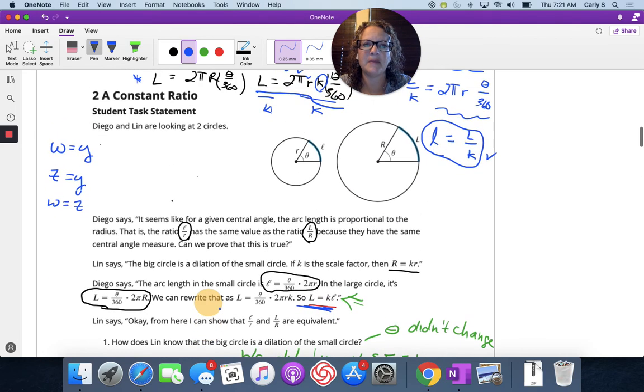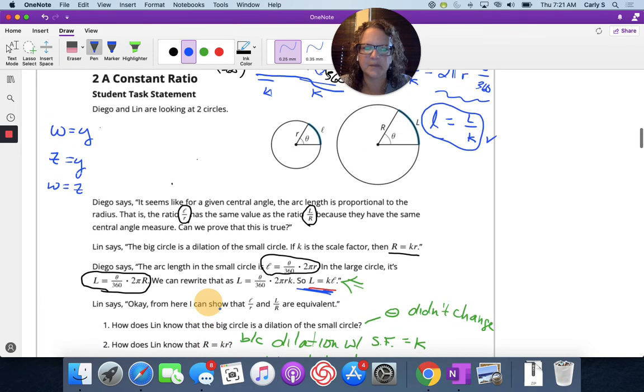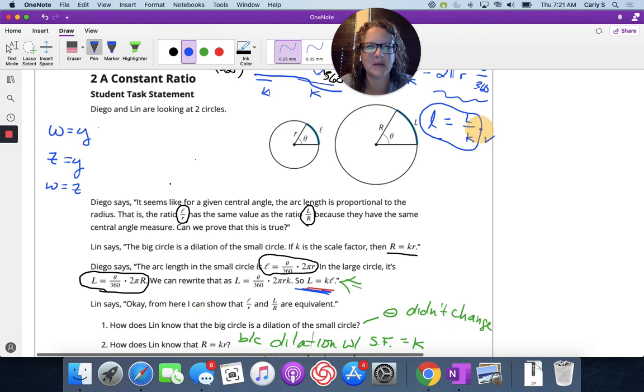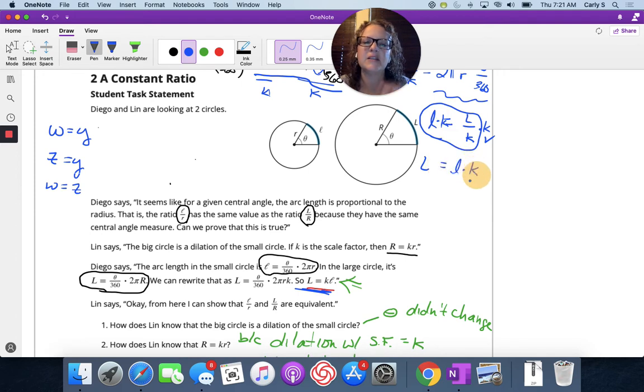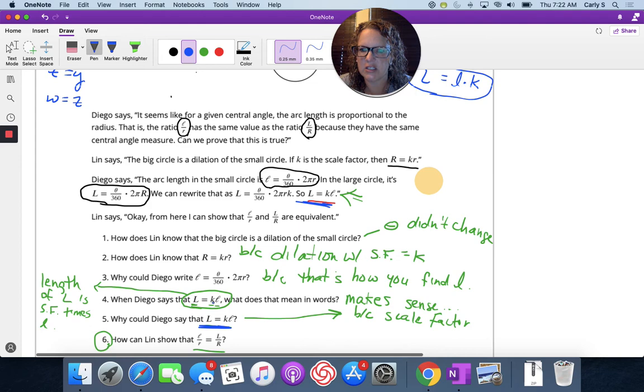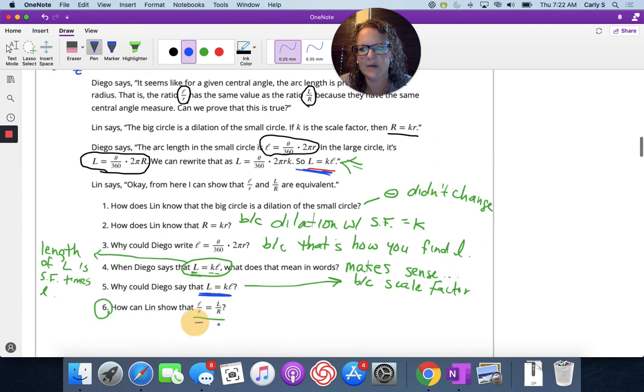We're just saying that big L, ooh, silly me. Now I can multiply both sides by K, sorry. Big L equals little l times K. It means your big arc is equal to your little arc times your scale factor, which intuitively makes sense to us. Forgot to finish. All right, now, what about Lynn?